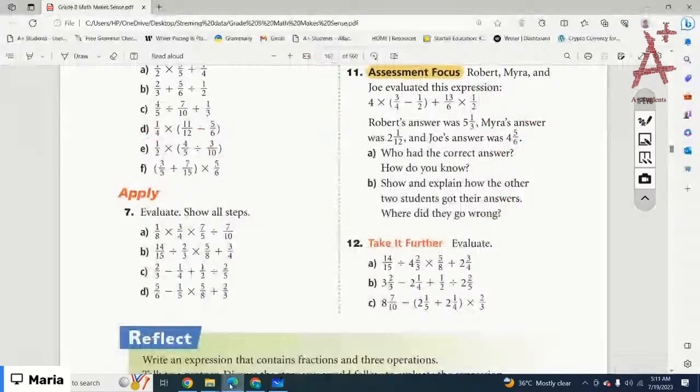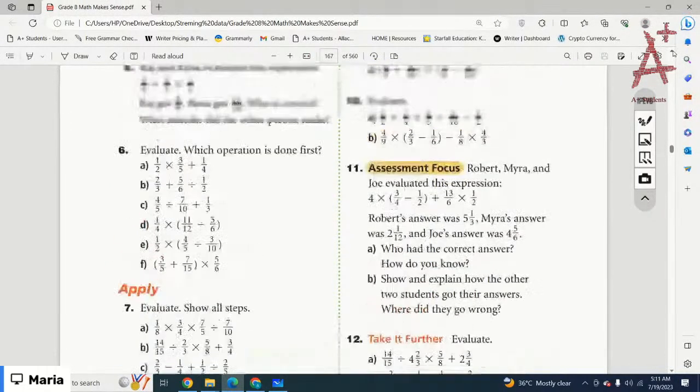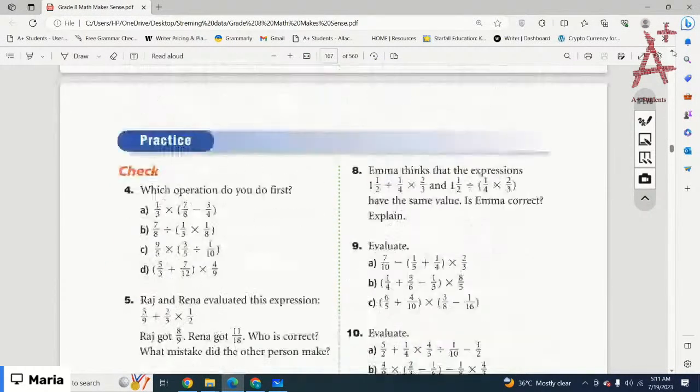Okay, you can do the rest of the questions by yourself. Let's just move on to question number 8. Okay, Emma thinks that the expression 1 whole 1 over 2 divided by 1 by 4 times 2 over 3 and 1 whole 1 over 2 divided by 1 by 4 times 2 over 3 have the same value.